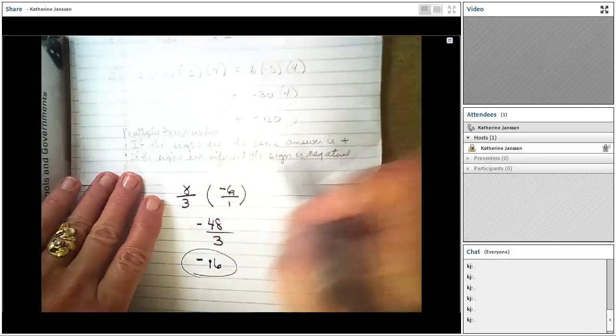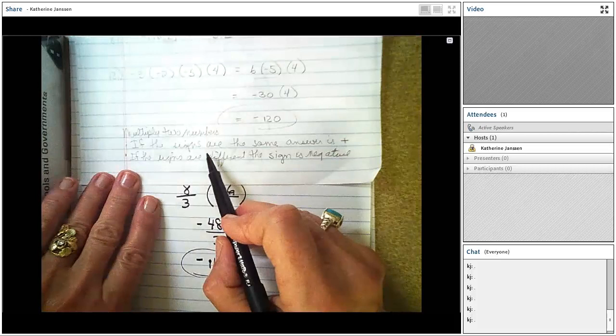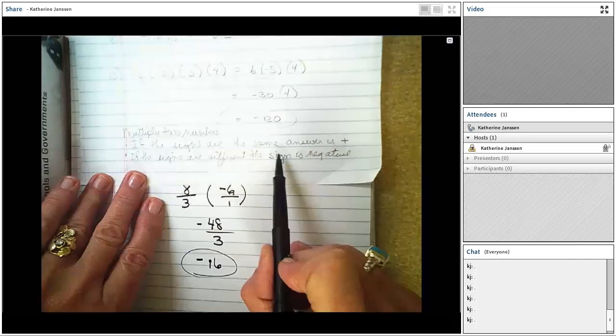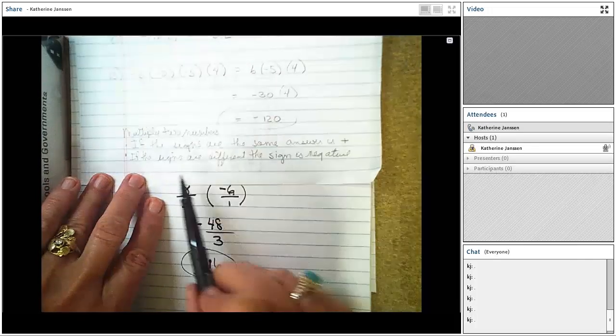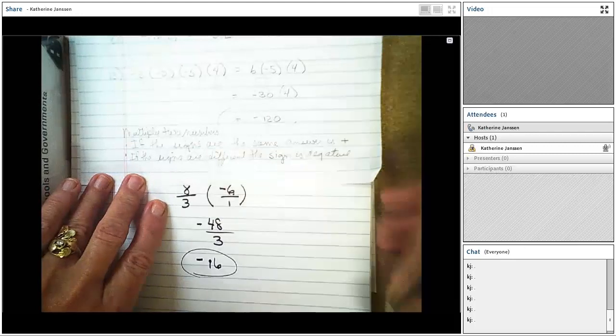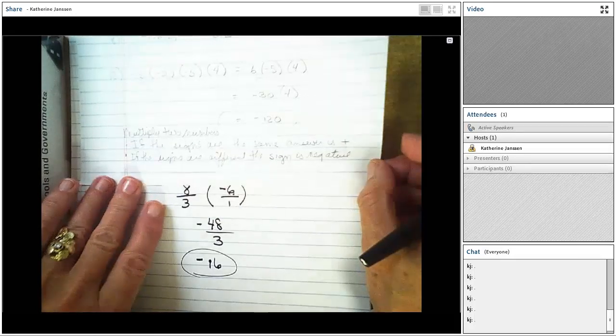Remember, in multiplying two real numbers, if the signs are the same, your answer is positive. If the signs are different, the sign is negative.